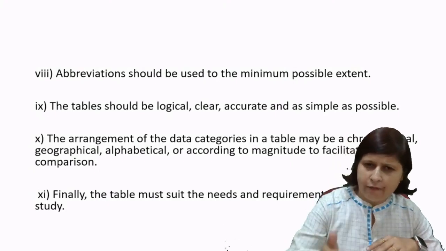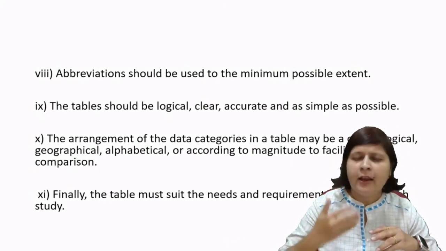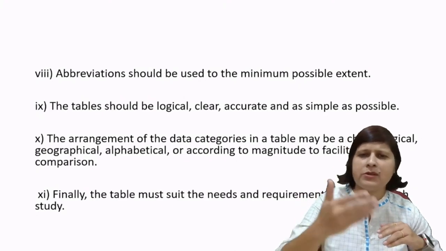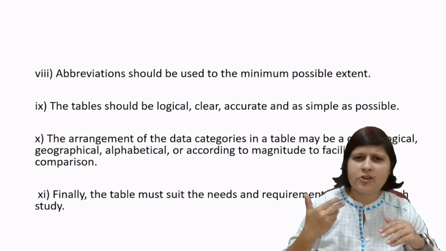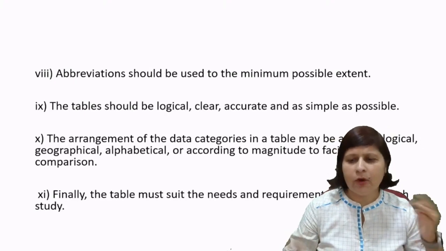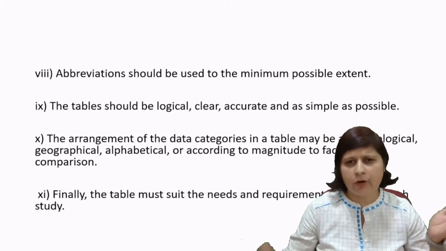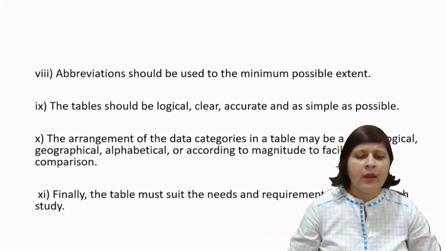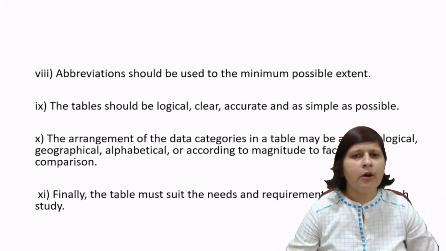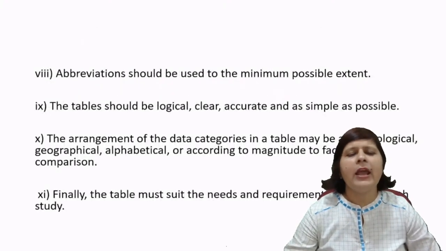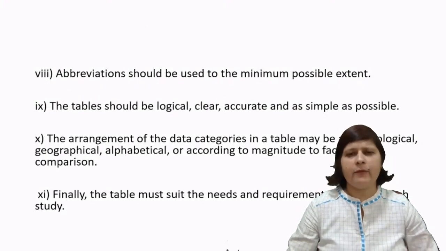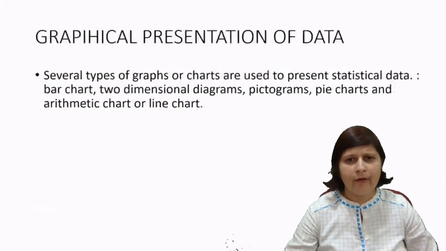If you are following alphabetical order, follow the alphabetical order. If you are following chronological order, say on the basis of years, from 2001 to 2010, then it should be in chronological order. It should be either ascending or descending, it depends on you, but there should be a proper order. The table must suit the needs and requirements of the research study. Do not include any table which is not required for this study. Include all the relevant data and tables in your study.